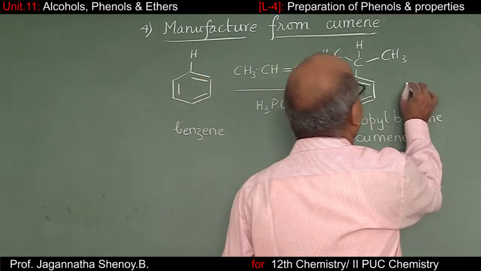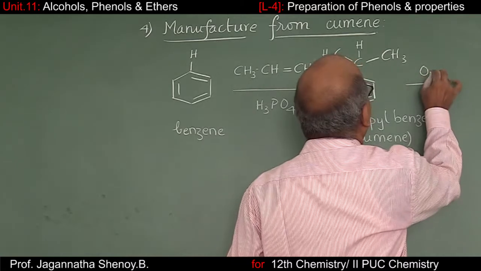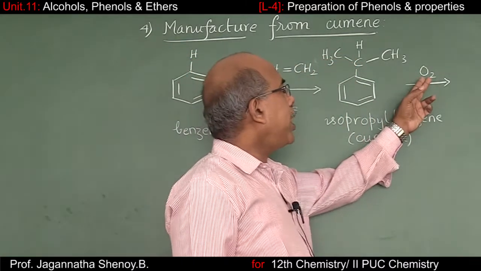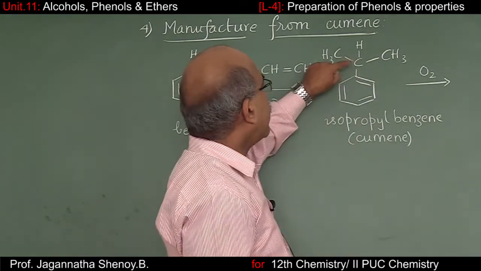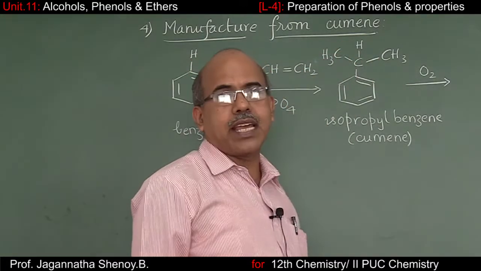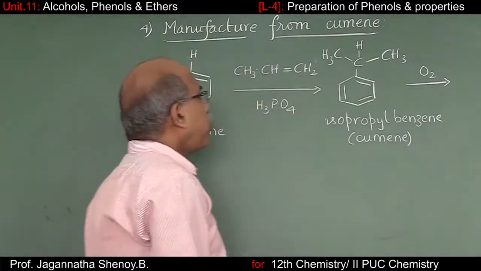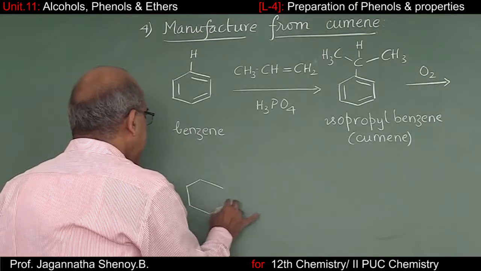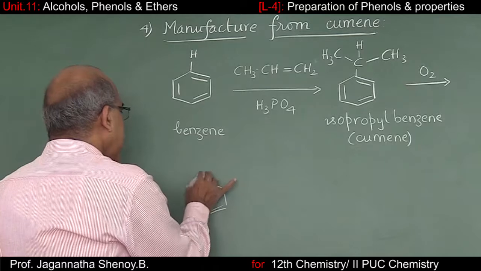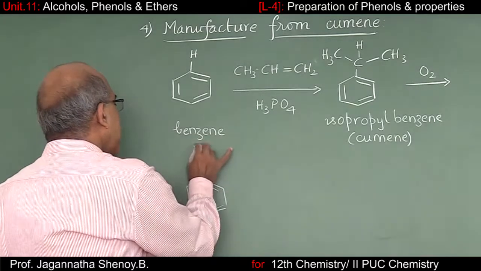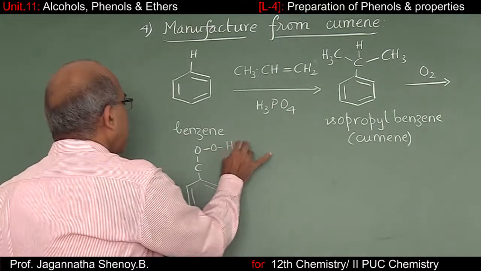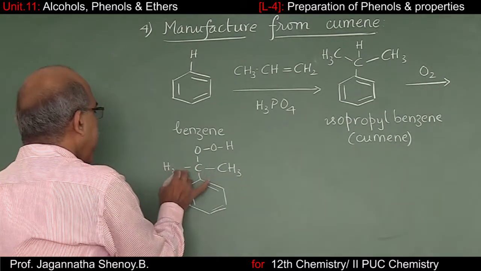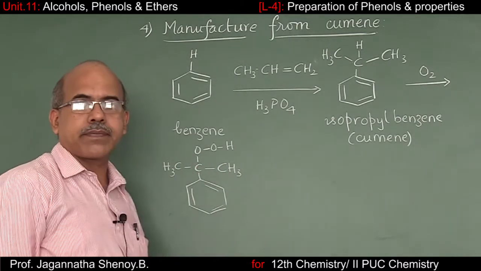Now, the formed cumene will undergo air oxidation. During this process, two oxygen atoms get inserted into the carbon-hydrogen bond. What is the product that you get is this compound. You have a benzene ring, your carbon here, single bond O, single bond OH, then you will have CH3, here we have CH3.